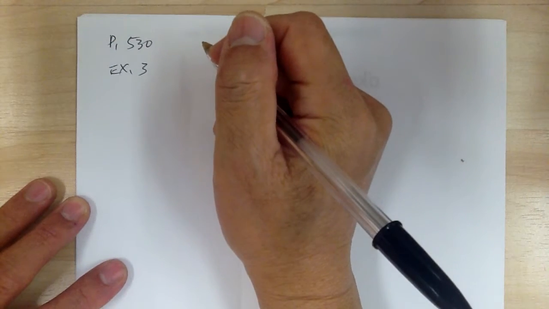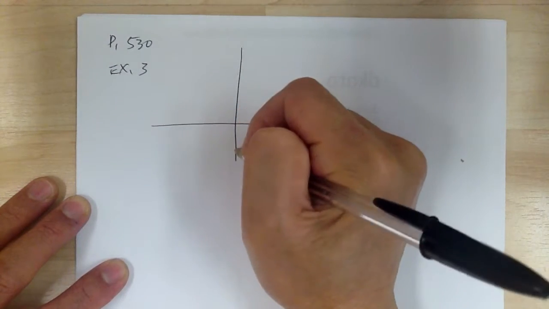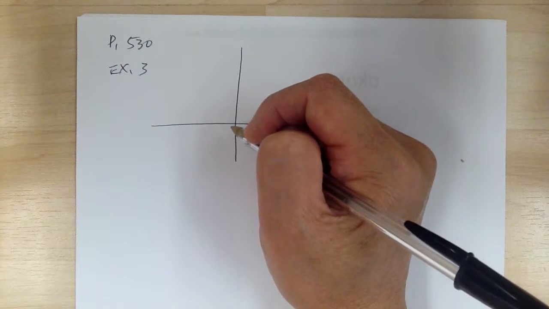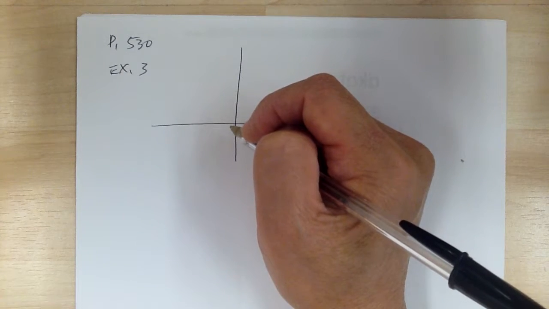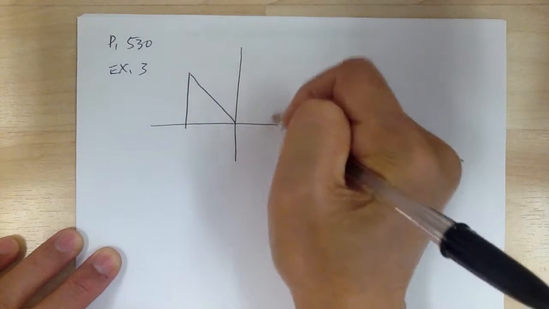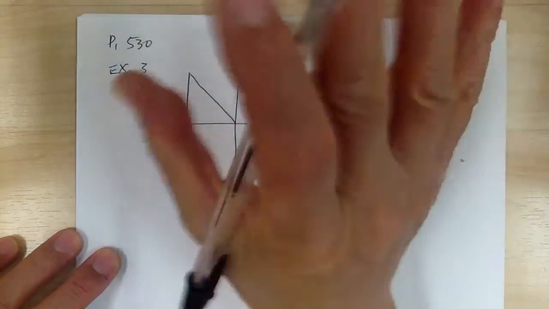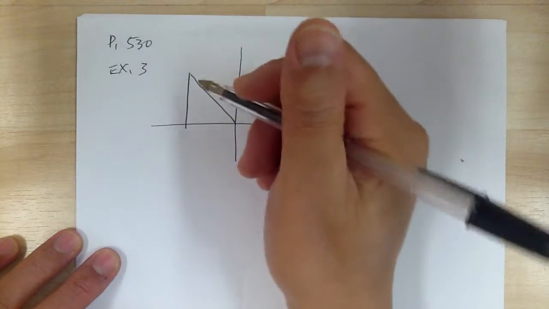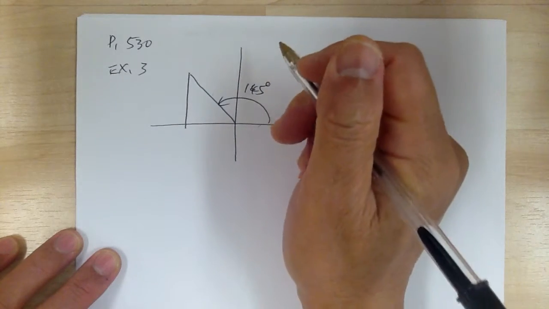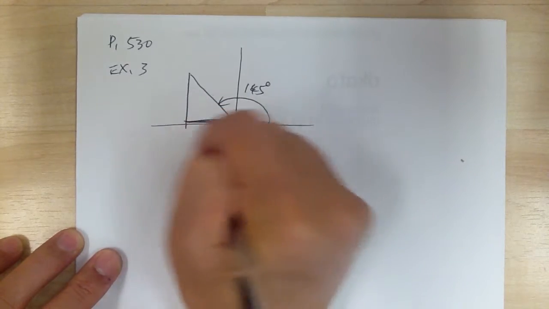It says express cosine of 145 degrees as a function of an acute angle. So what I want you to do is find a function with the acute angle, meaning between 0 and 90 degrees. So here is your 145. Again, the angle does not have to be exact. You can kind of just approximate. So this is 145 degrees. Okay, and in this case, you're looking for cosine, right? So that's your cosine over here.